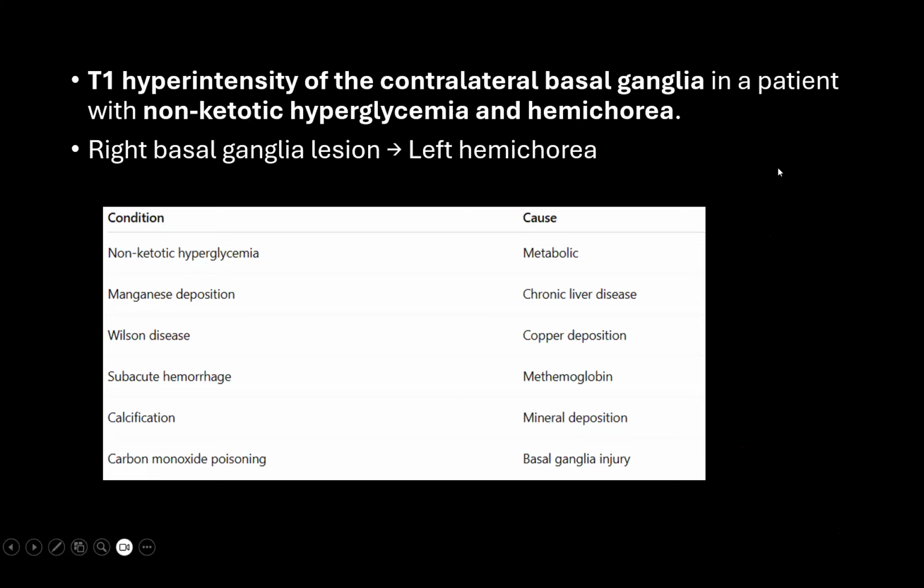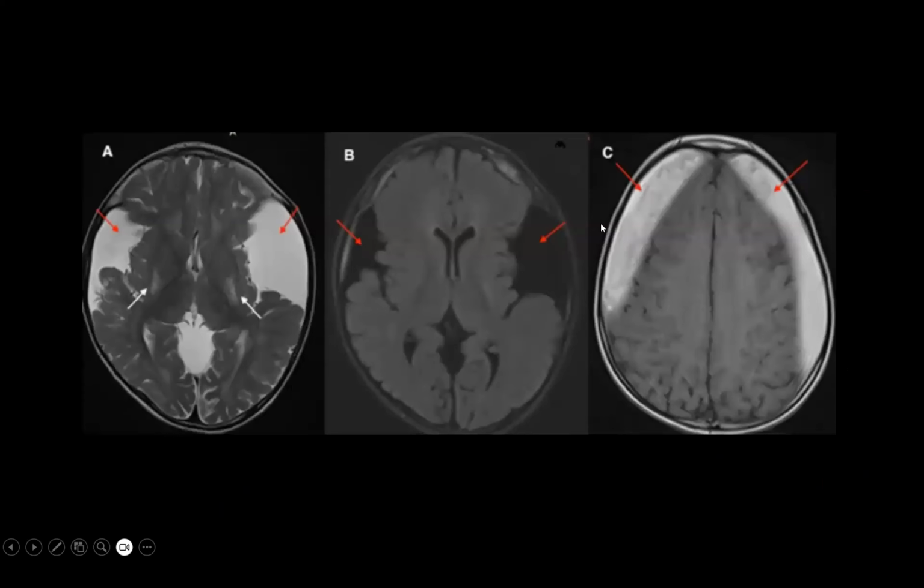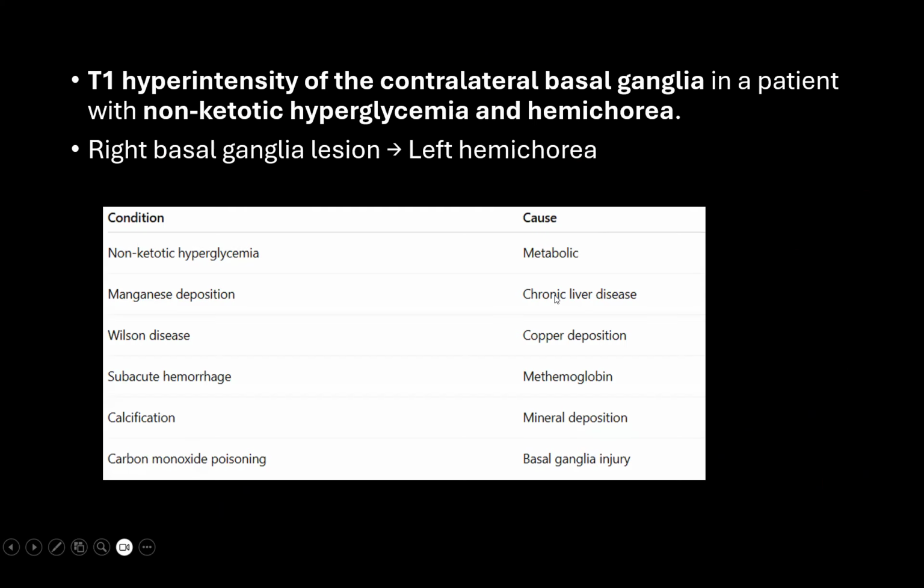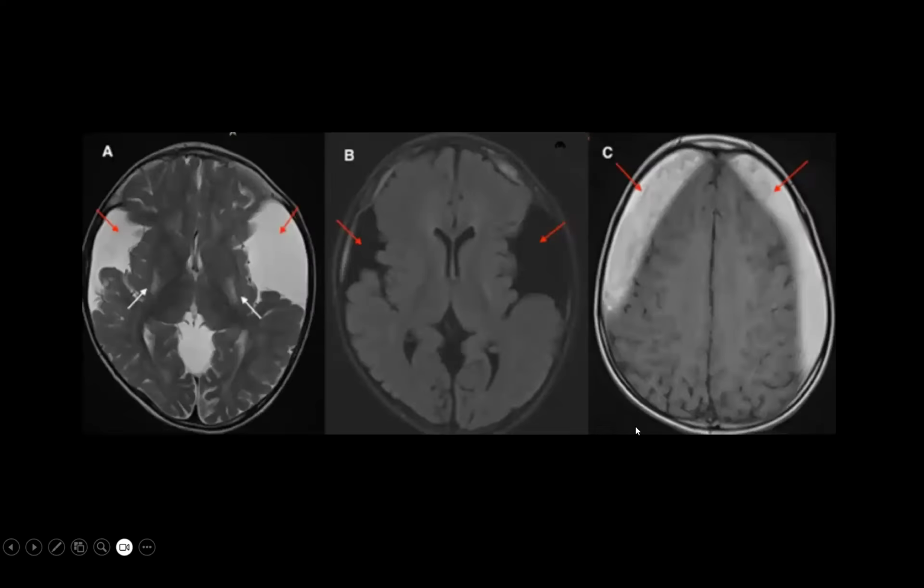As I told, I have written all the DDs for increased T1 hyperintensity, starting with the metabolic cause. Metabolic is non-ketotic hyperglycemia. In case of liver injury, that is manganese deposit, copper deposition seen in Wilson's disease. Subacute hemorrhage is the most important one, which we have to remember. And here hyperintensity is because of deposition of methemoglobin. And in case of carbon monoxide poisoning, it is one substance which will injure your basal ganglia. So there is T1 hyperintensity. Coming to spotter number two.